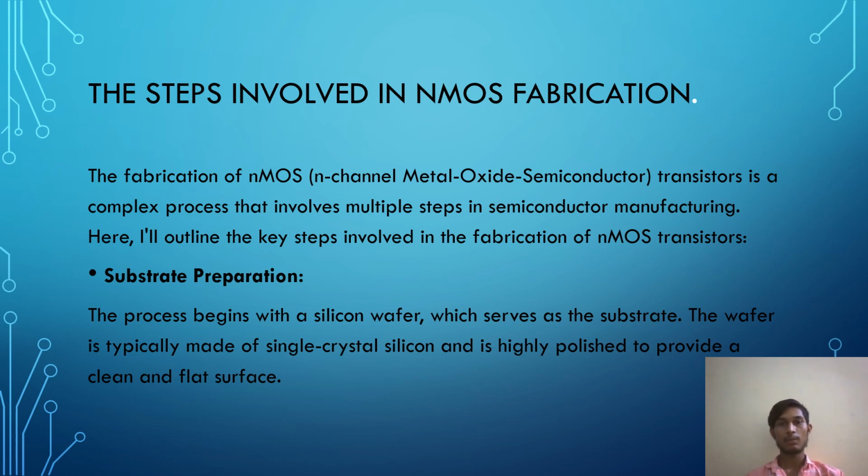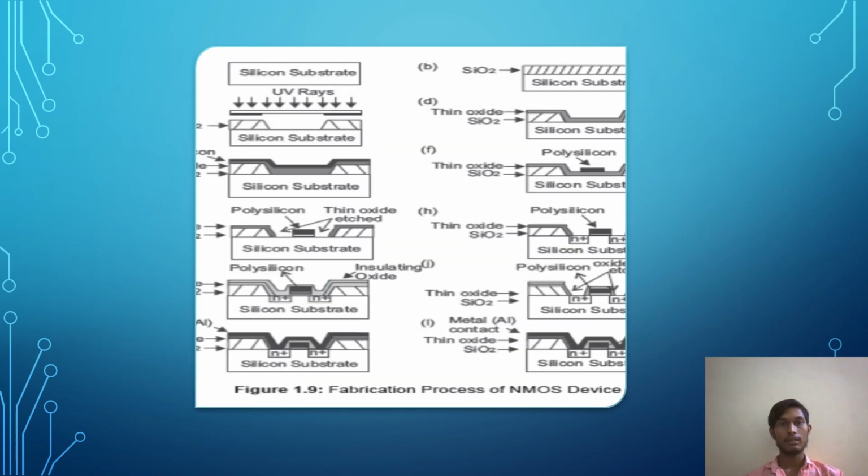The fabrication of NMOS, N-channel metal oxide semiconductor transistors, is a complex process that involves multiple steps in semiconductor manufacturing. Here I will outline the key steps involved in the fabrication of NMOS transistors. First one is substrate preparation. The process begins with a silicon wafer which serves as the substrate. The wafer is typically made of single crystal silicon and it is highly polished to provide a clean and flat surface.